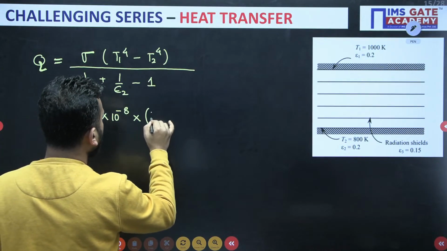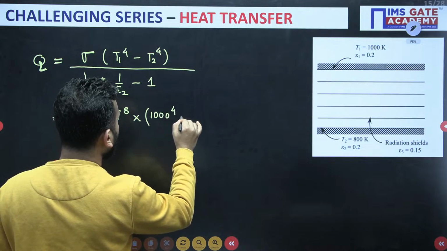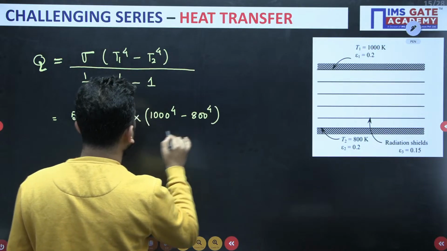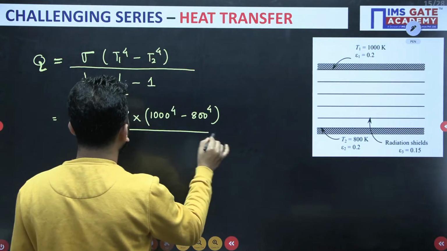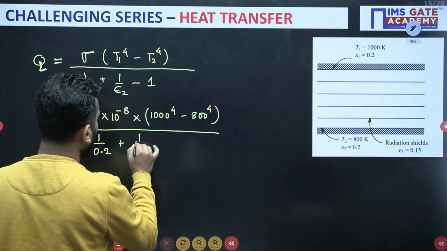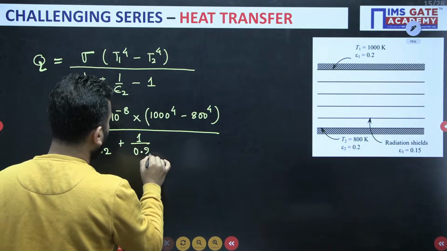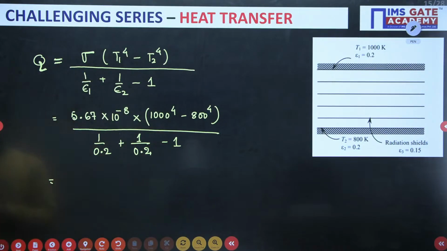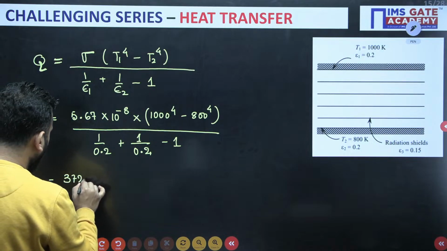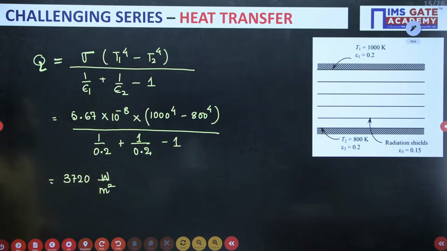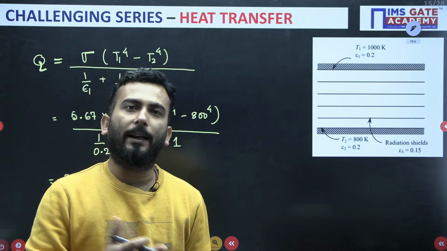What is T1, what is T2, so what is the heat transfer? 3720. Mind it, this formula is for flux. Flux means heat transfer divided per unit area. Okay.